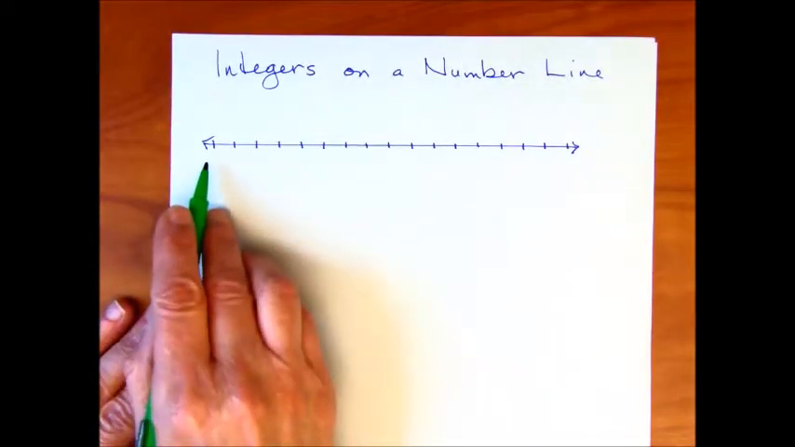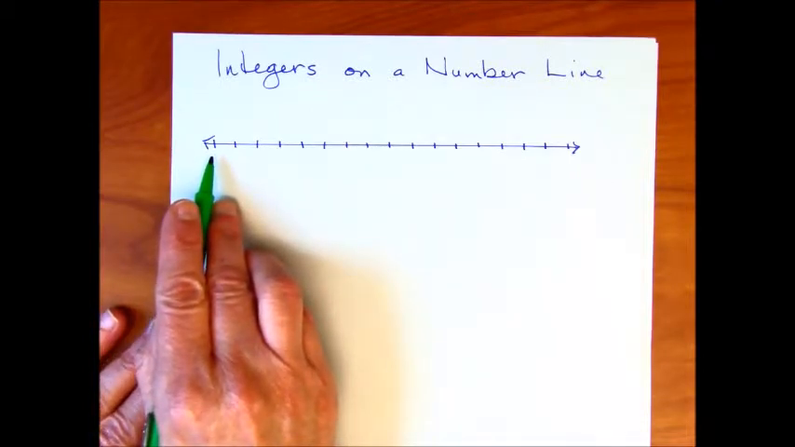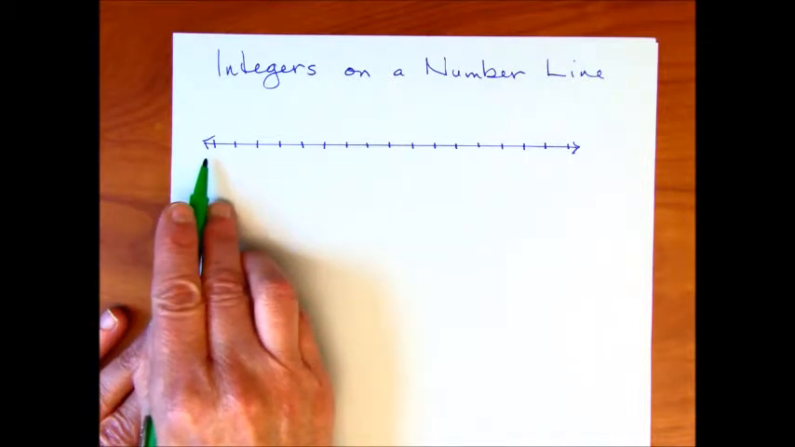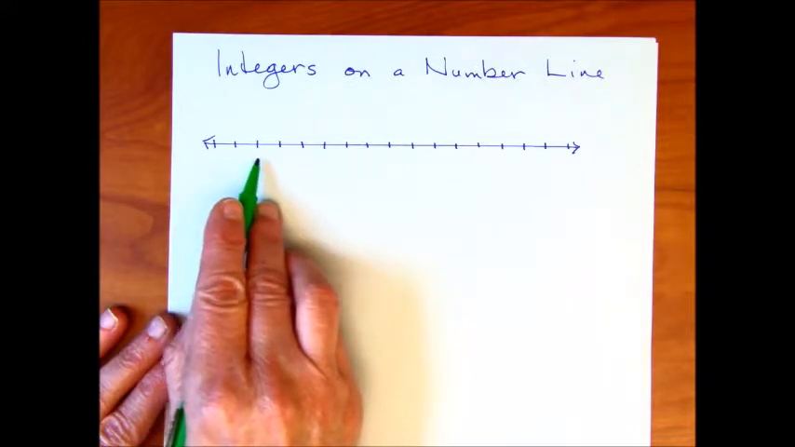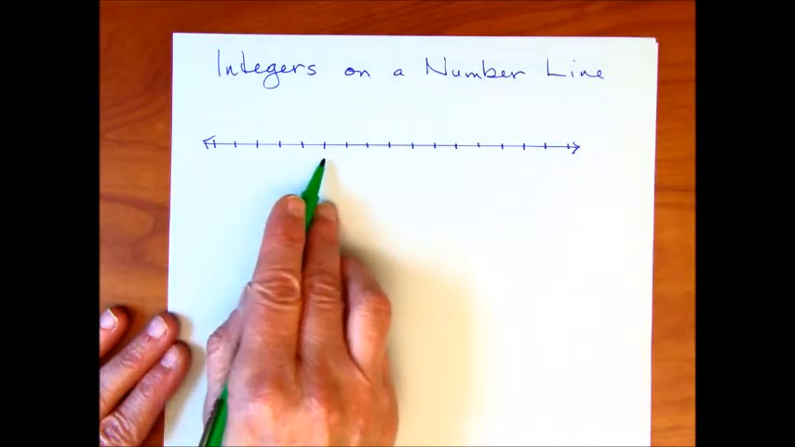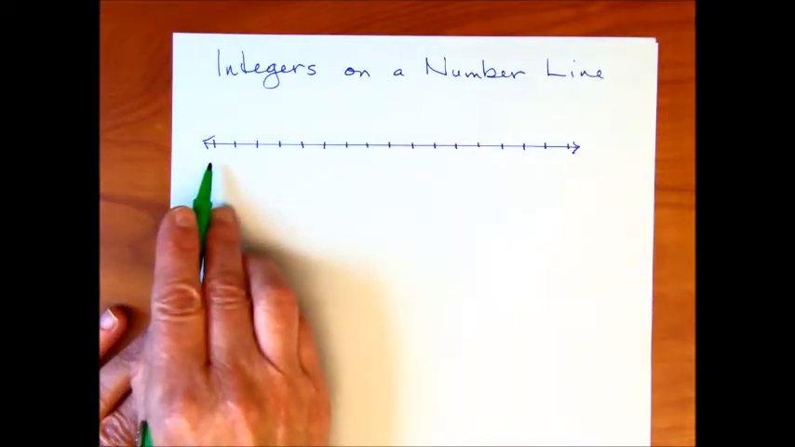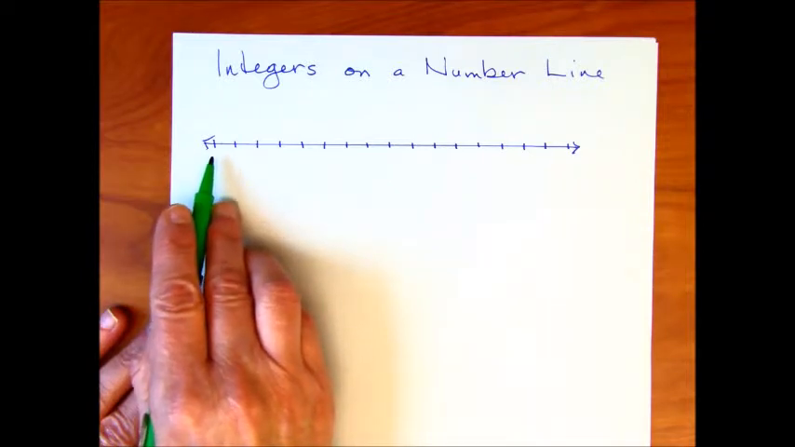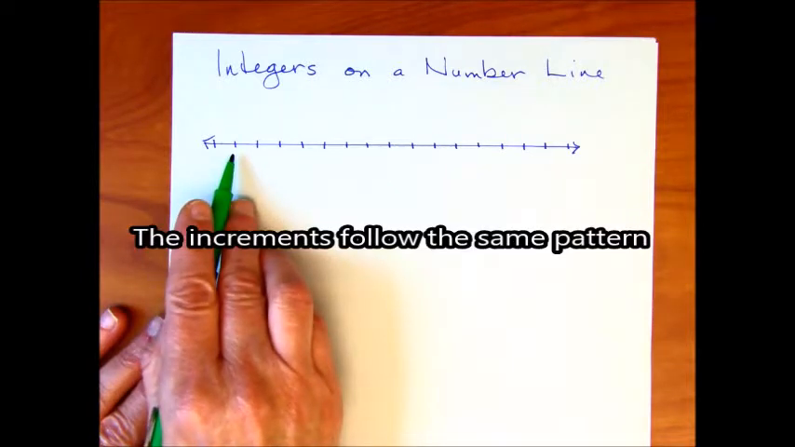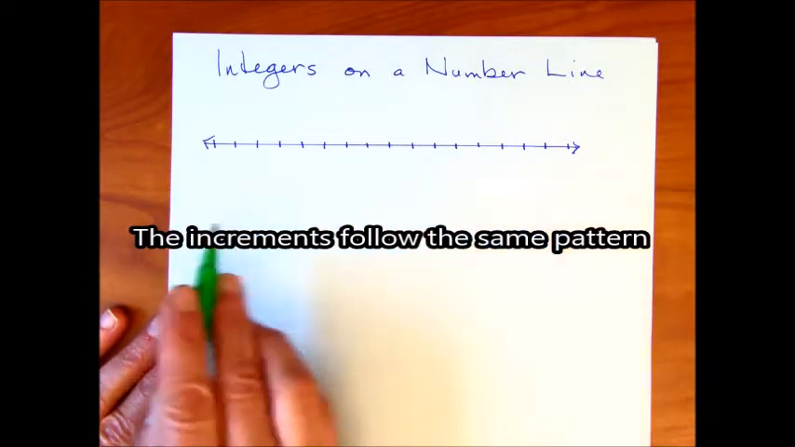Or I can mark my tick marks here, or label them using increments of numbers. For instance, I could do -20, -15, -10, -5, 0, 5, 10, 15, and so on. It could really be labeled any way that you would like, as long as the increments have the same value throughout the whole number line.